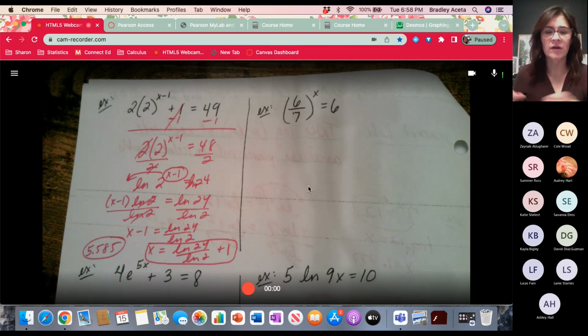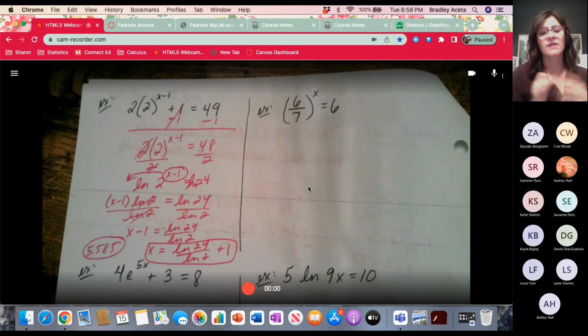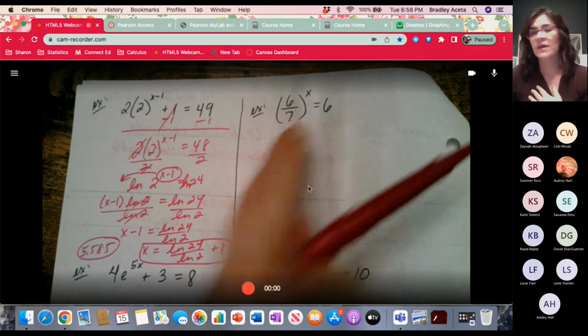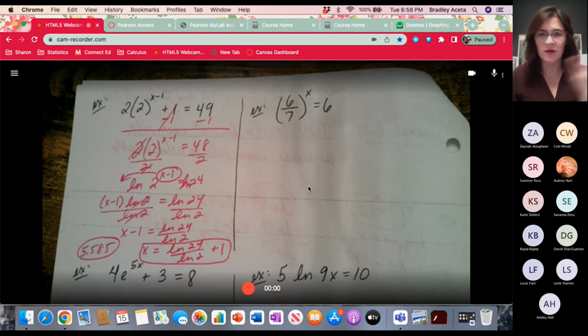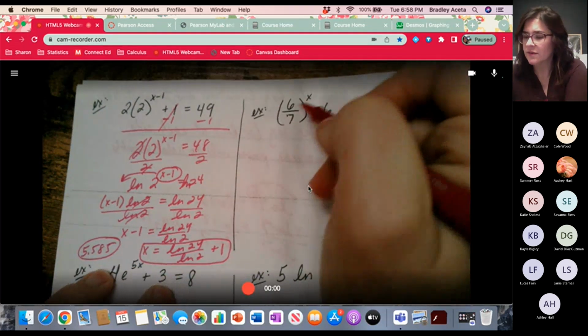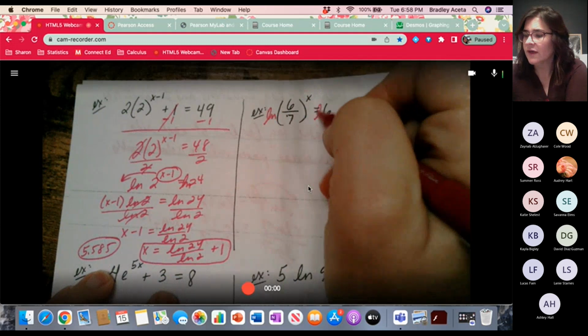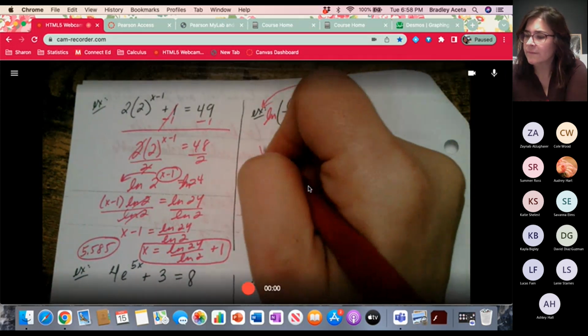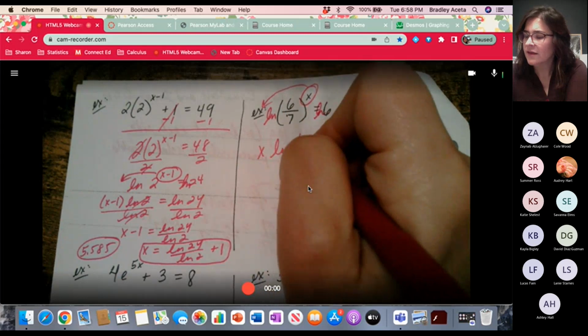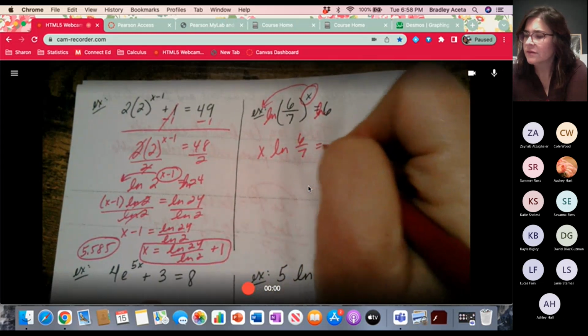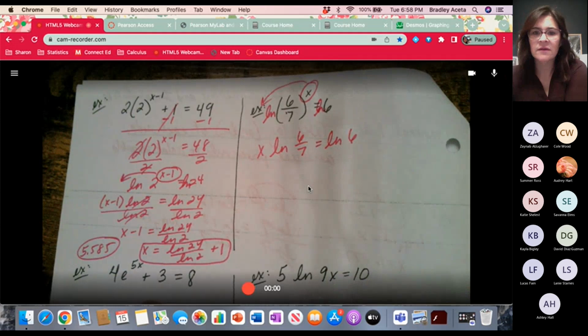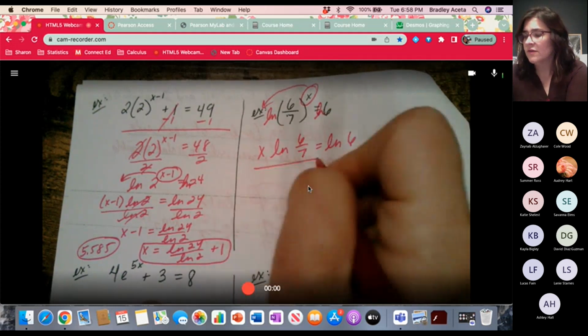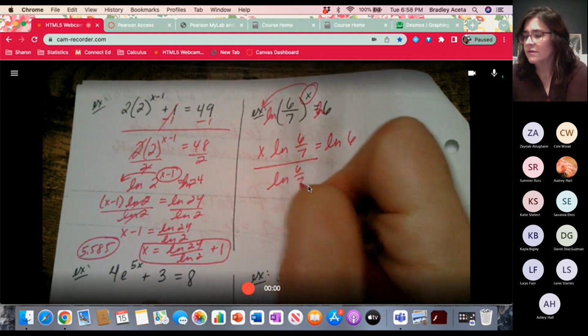Where I isolate the variable is what you may have heard from your teacher. Isolate the variable. Okay. Same thing here. Isolate the variable. So let's ln both sides. Bring that x down in front. x ln of 6/7 equals the ln of 6. And this one's really easy. Divide by the ln of 6/7.